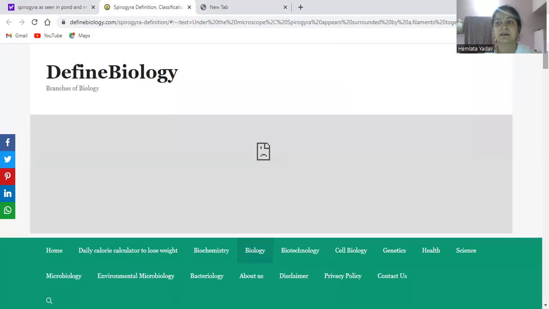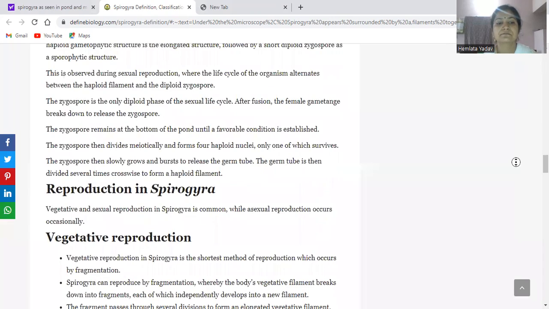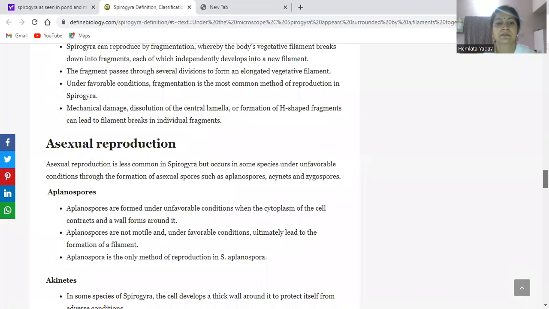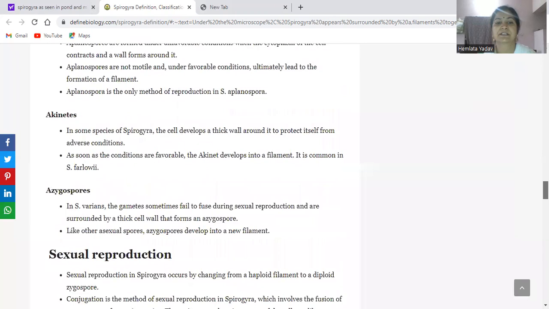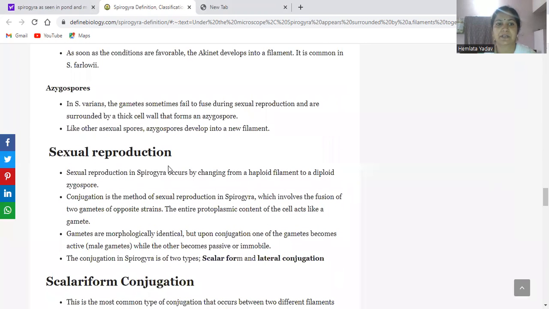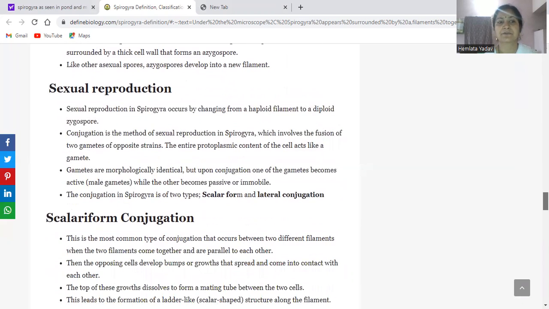As soon as the conditions are favorable, the akinete develops into a filament. Azygospores: in some variants, the gametes sometimes fail to fuse during sexual reproduction and are surrounded by a thick wall, forming azygospores. So these are asexual modes of reproduction.